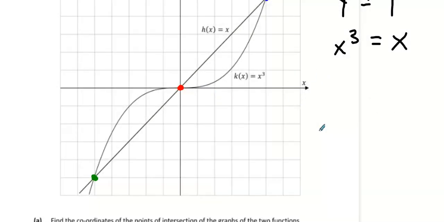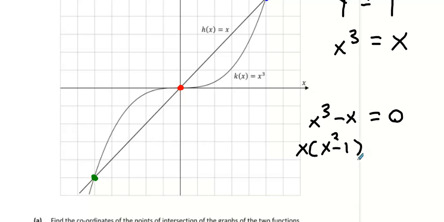Bring them over one side. X cubed minus x equals 0. Okay. Factorize out x, times x squared minus 1. Okay. Now we've got our first answer.